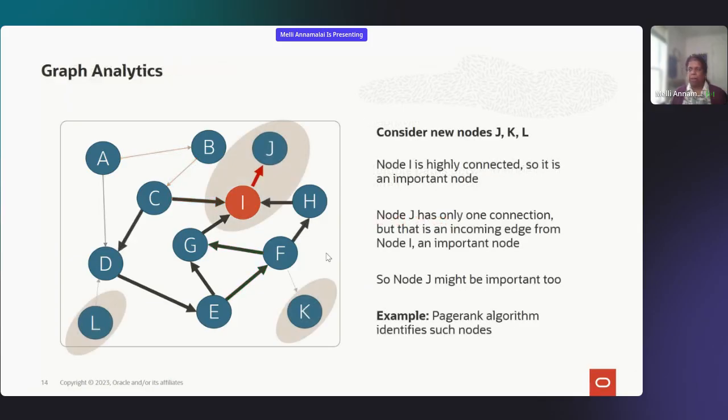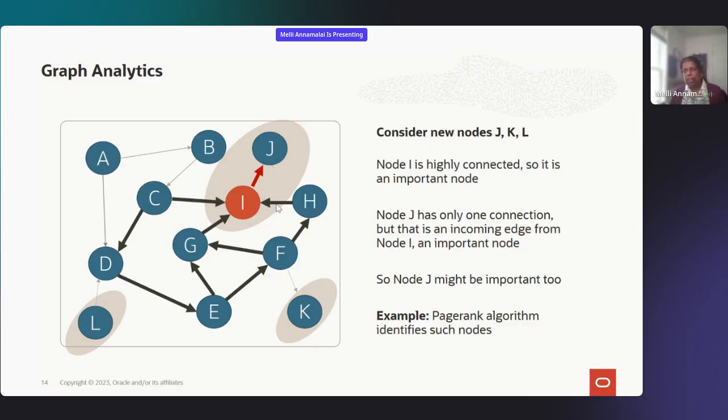So, for example, by the nature of these connections, let's say I add a few nodes to my graph. And then I have a new node here, J, that is connected to I, but only by a single edge. So I is highly connected. I has three incoming edges and has all these other incoming paths. But there's only one outgoing edge to J.